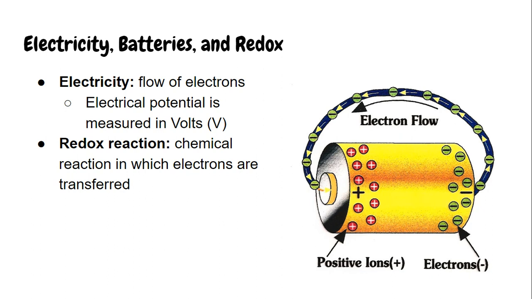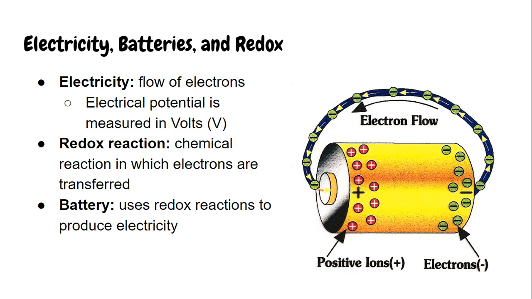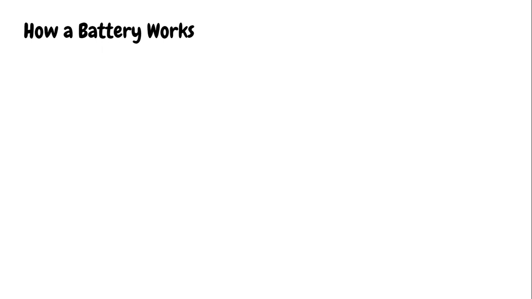Batteries involve redox reactions, where there are chemical reactions transferring electrons. And that's basically all a battery is. It uses redox reactions to produce electricity. So in the TED Ed video, you learned a little bit about how batteries work, and we're just going to go into that in a little bit more detail.